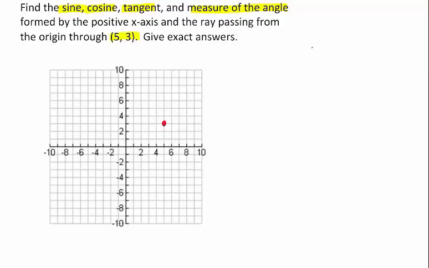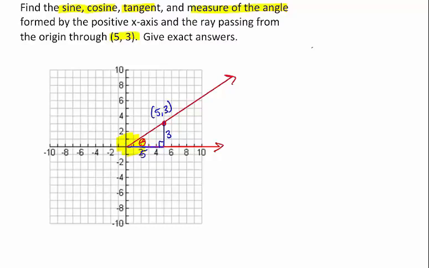And remember, we're going from the positive x-axis and we're forming a ray through this point. And what we want to do is find the sine, cosine, and tangent of this angle. Remember, angles are always next to the origin. Now, if you look at that point, what we actually have is a right triangle. And we know that this is 3 units high because the point (5, 3) indicates we've gone to the right 5 units and up 3 units.